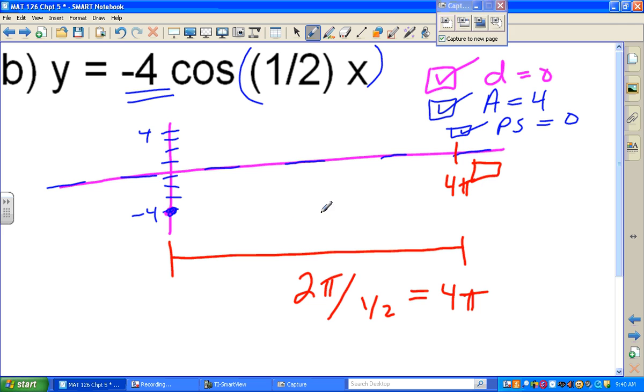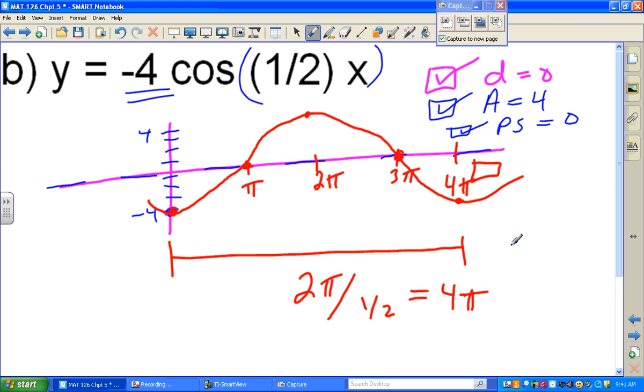What's halfway between 0 and 4 pi? 2 pi. Halfway between that is pi. Halfway between that is 3 pi. So, I connect my dots. Start low. I like this one. I do too. There we go. Nicely done. Questions on that? Connect the dots. Questions?